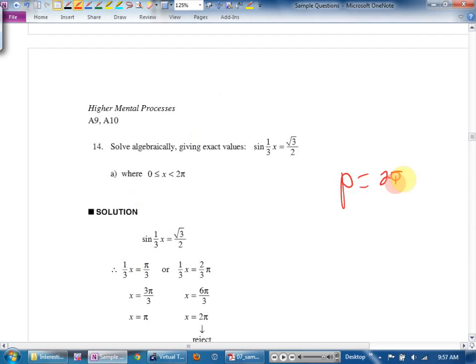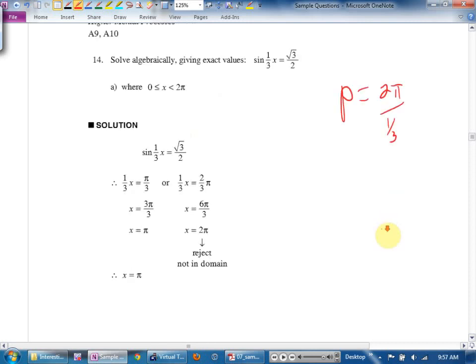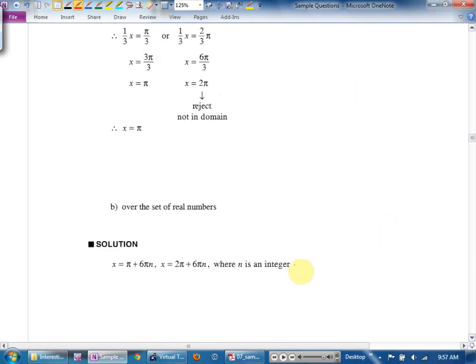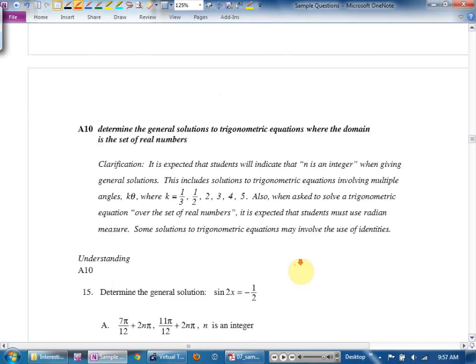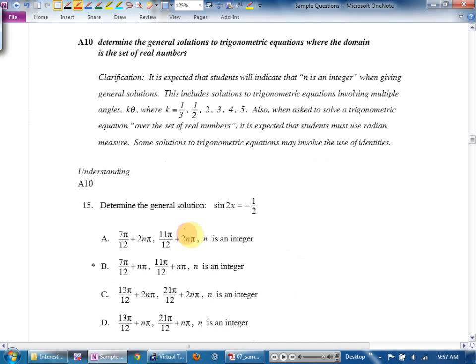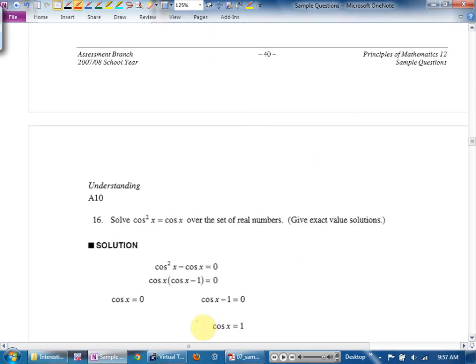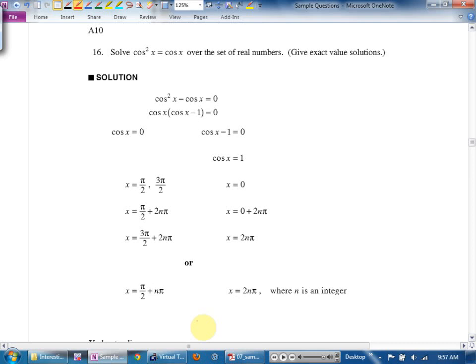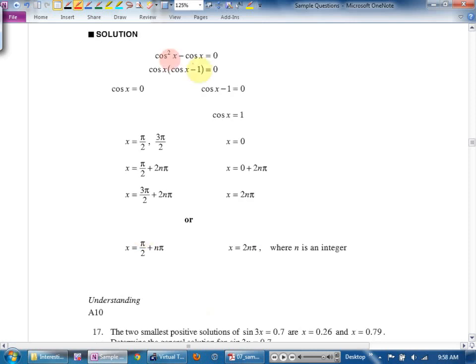I'll finish trig and then we'll stand up and do a 30-second mental break. So general solution, adding the period. Quadratic trig equation. Over real numbers, general solution. So once you solve it, make it equal to 0, factor it, then add multiples of the period. What's the ugly cousin? Tangent, period pi.